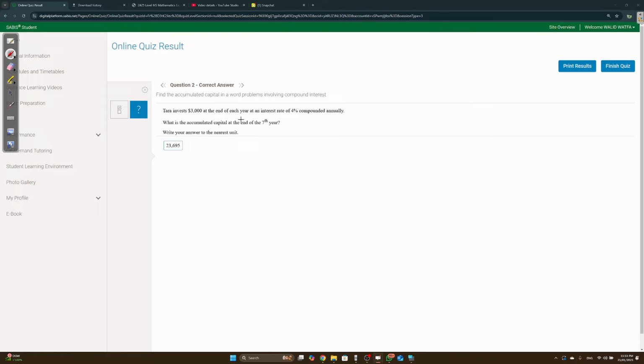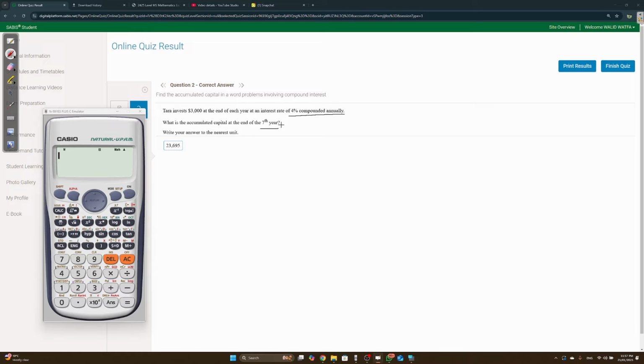Question 2. Tara invests 3,000 at the end of each year at an interest of 4% compounded annually. What is the accumulated capital at the end of the 7th year? For this one, it's geometric progression, obviously, because every year is 1.04 times the capital of the previous year. Why? Because it's increasing by 4%. So your r is 1.04, not 0.04. If it's 0.04, that's how much it gained, but I don't care about this. 1.04 is the 3,000 plus the 4%. That's what I care about.